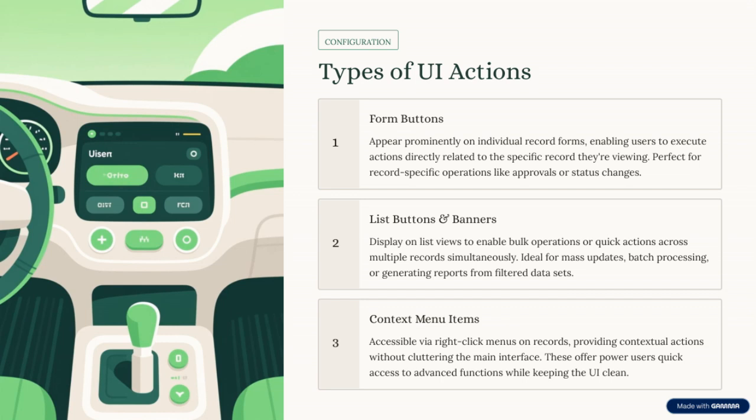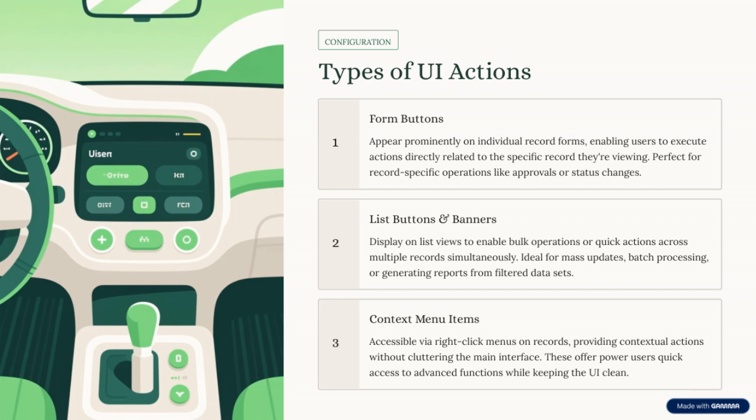First, we have context menu items, which are accessible via right-click menus on records. These provide quick, contextual actions without cluttering the main interface, making it easier for users to perform advanced functions on specific records. This setup is especially useful for power users who need rapid access to certain features while keeping the overall UI clean and streamlined.